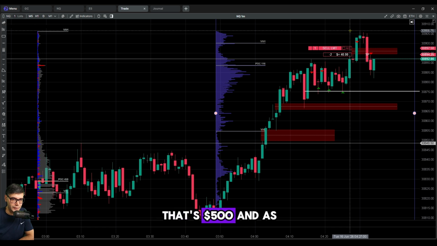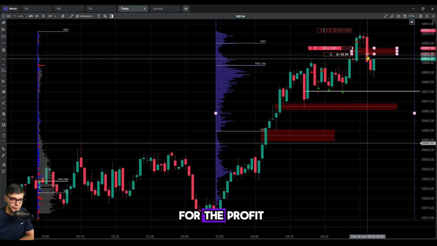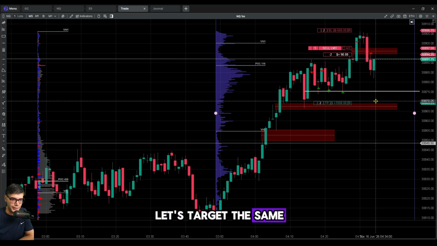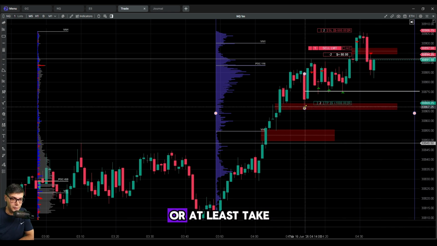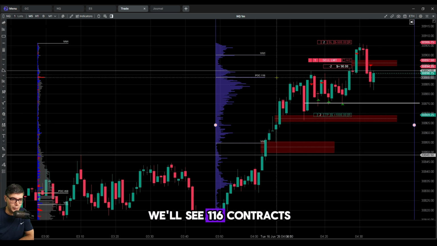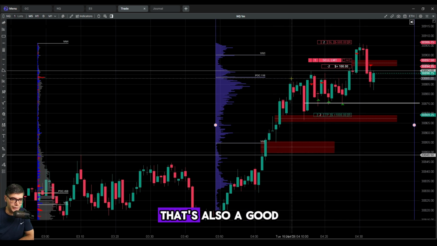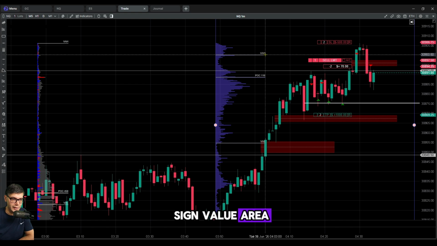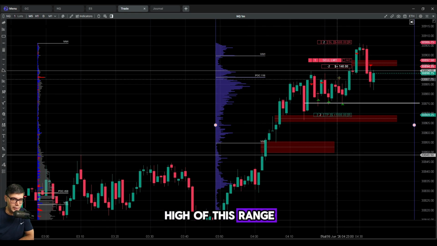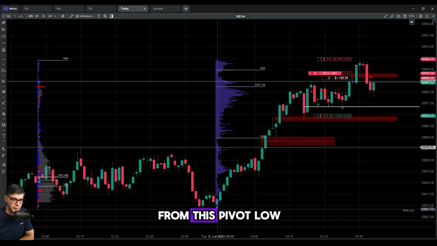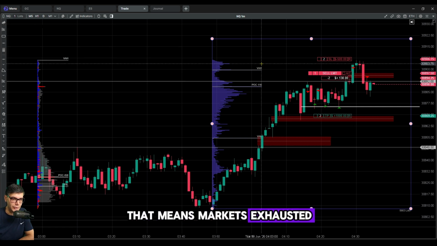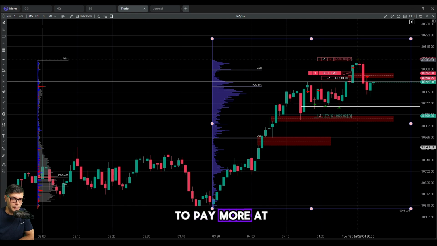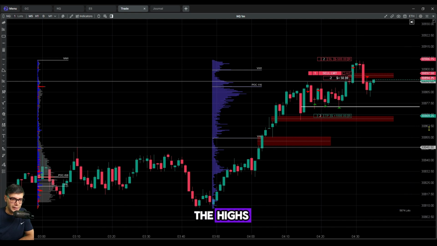That's $500. And as for the profit, let's target the same fair value gap because the price can potentially bounce from here, or at least take this low. We'll see 116 contracts is at the highs. That's also a good sign. The value area high of this range that I showed you from this pivot low to this pivot high is here. That means the market is exhausted. They were not willing to pay more at the highs.